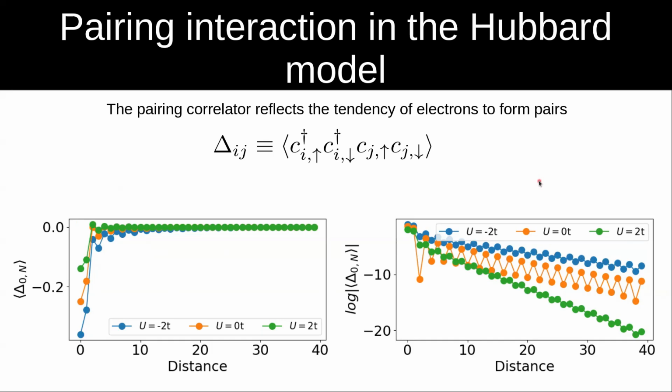So from the previous calculations, we learned three different things. First, that electronic repulsion creates a gap in the electronic excitations, and at the same time, it makes your spin excitations gapless. This gives rise to what we described as spin-charge separation. And then at the same time, repulsive interactions quench these pairing correlations, whereas attractive interactions enhance the pairing correlations.